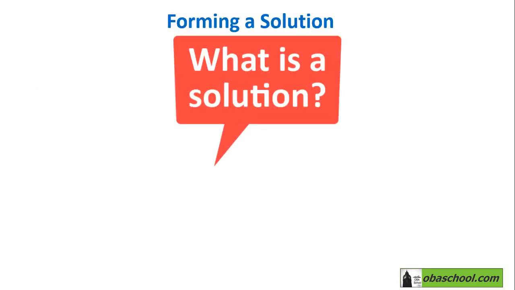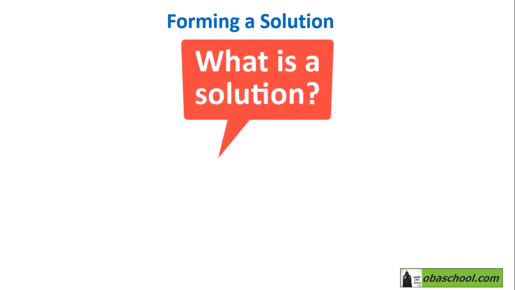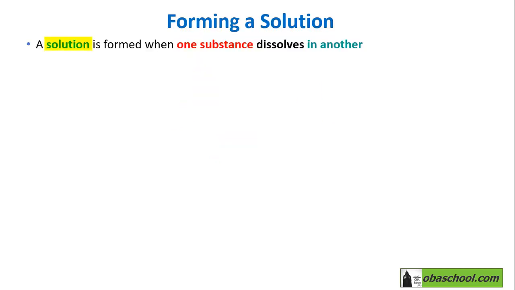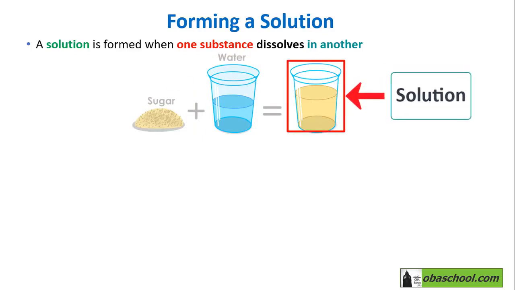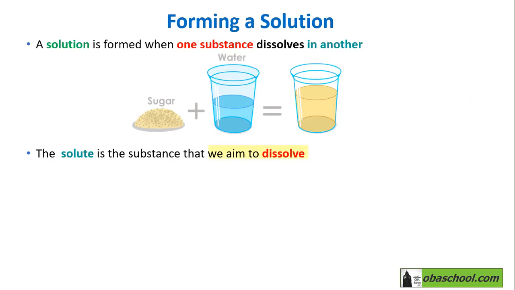Let's start by thinking about solutions. A solution is what's formed when one substance dissolves into another. For example, here, if we add sugar on top of water, the sugar will dissolve in the water and they will form the following solution here. In chemistry, we call the substance that we aim to dissolve the solute in the solvent.